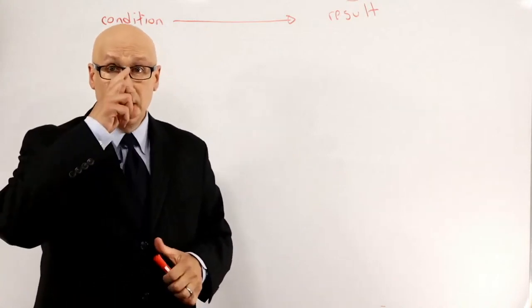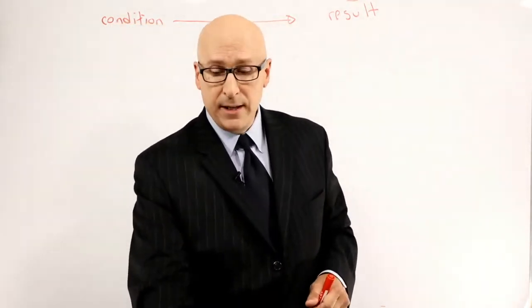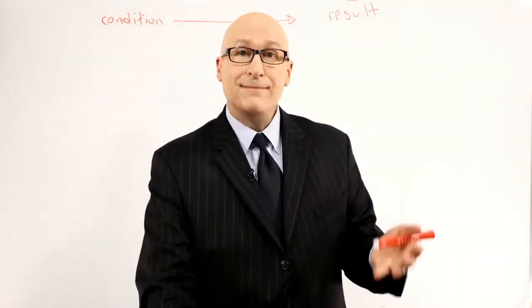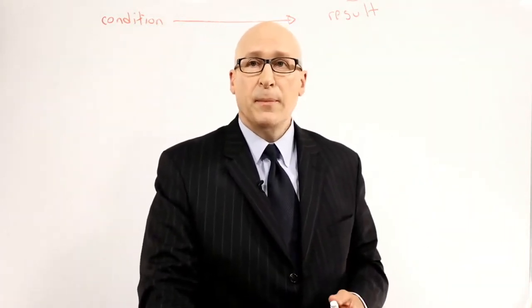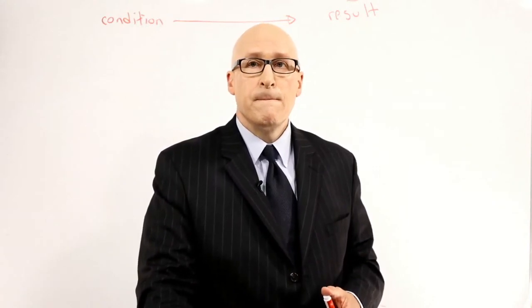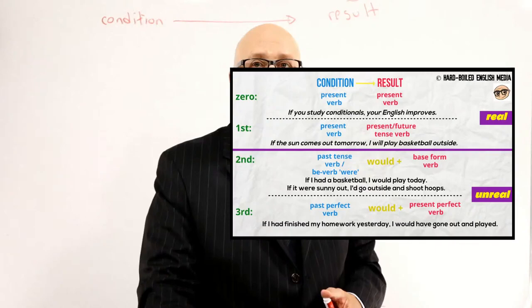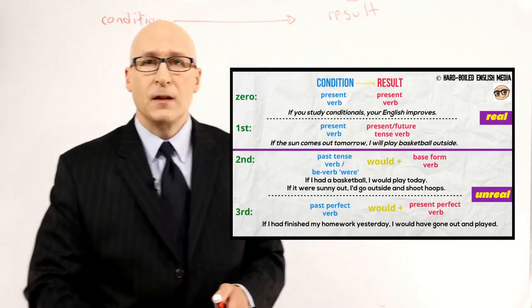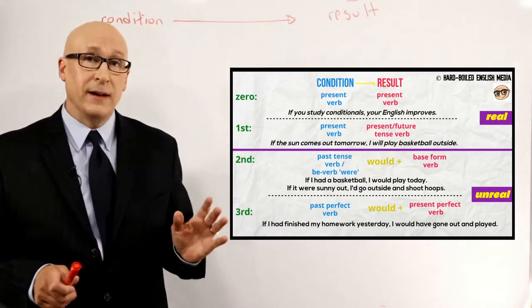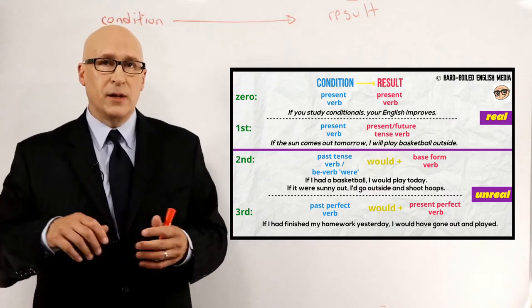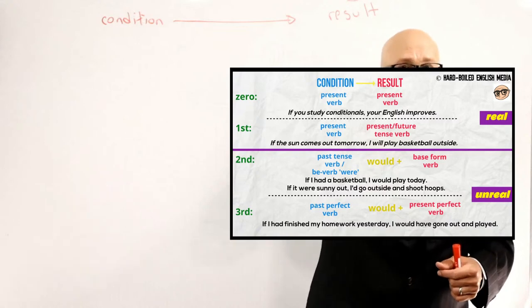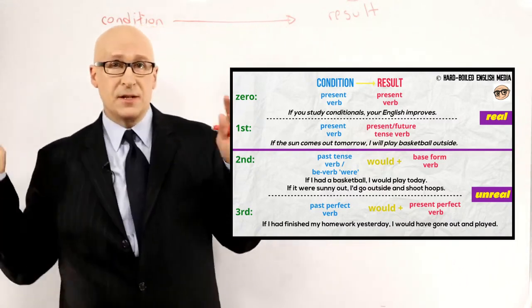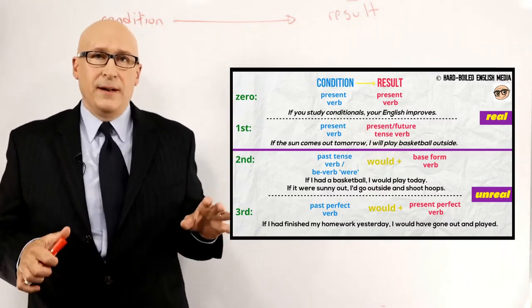Now I have a chart that some of you may have already. If you don't have it, email me and I'll give you a downloadable copy of it. But let's bring it up here. Yeah, it's a small version. Okay, so here you can see condition and result. Okay, so let's divide the condition and the result.